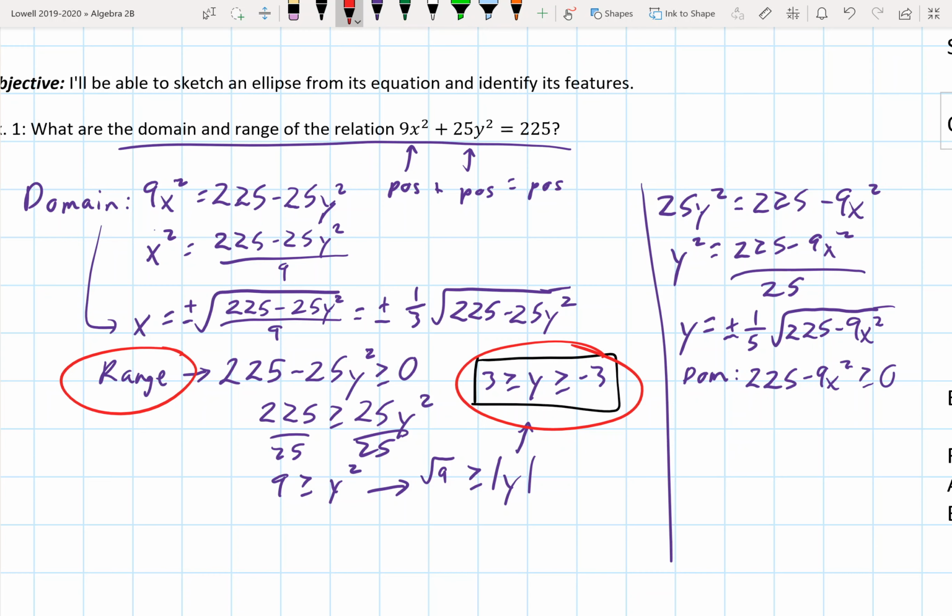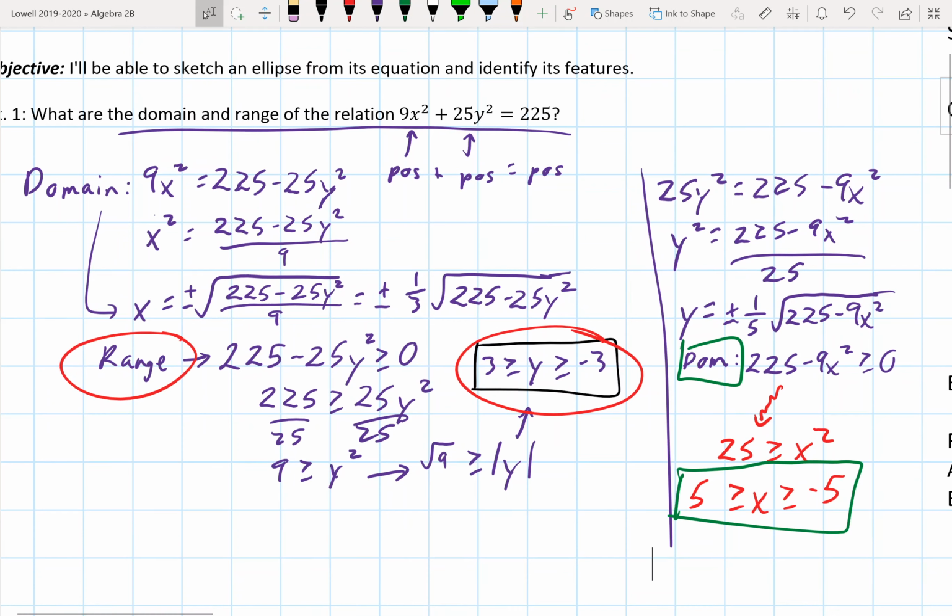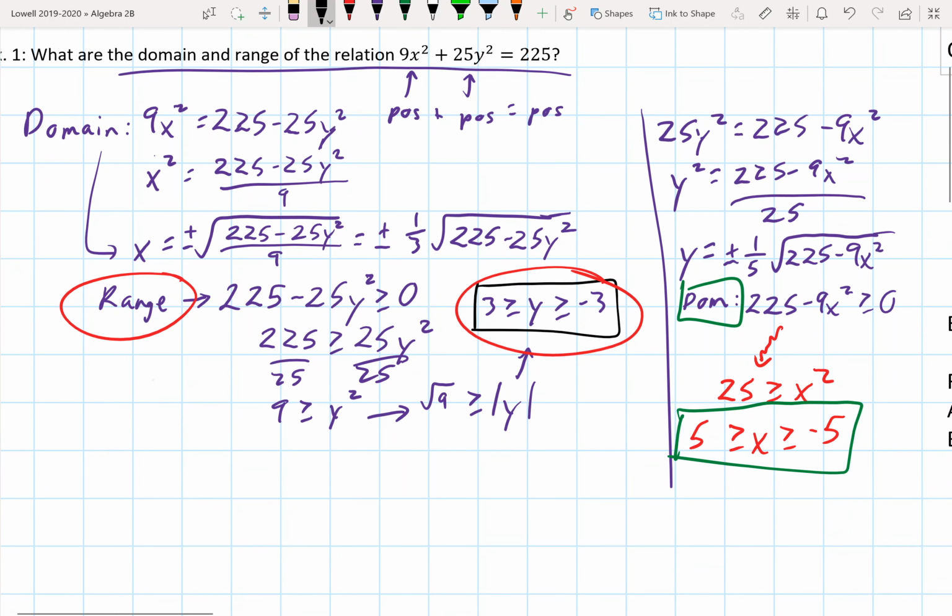And so now, if I fast forward this step, this will leave us with 25 is greater than x squared, which means that x has to be between plus or minus 5. And that would be our range, or sorry, our domain. So now that we know our domain and what an ellipse looks like, we can just draw the graph from here.